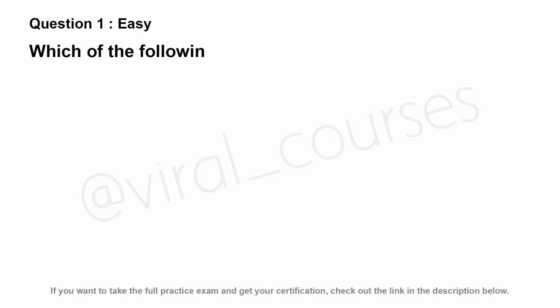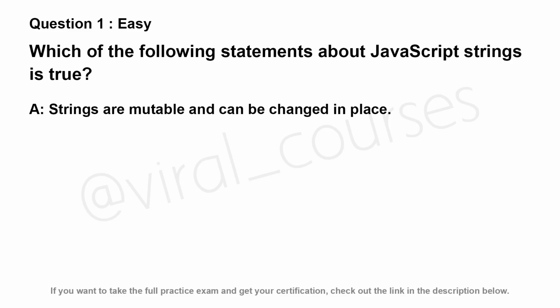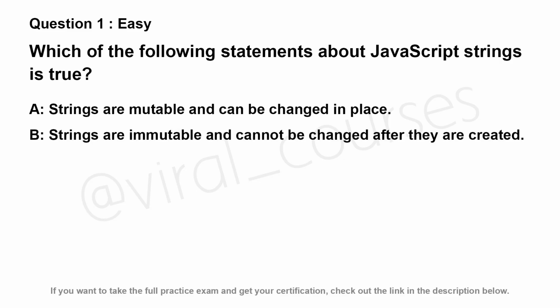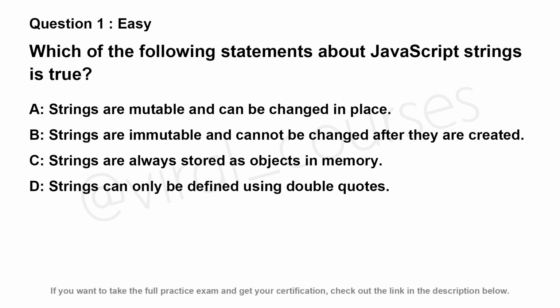Which of the following statements about JavaScript strings is true? Option A. Strings are mutable and can be changed in place. Option B. Strings are immutable and cannot be changed after they are created. Option C. Strings are always stored as objects in memory. Option D. Strings can only be defined using double quotes.